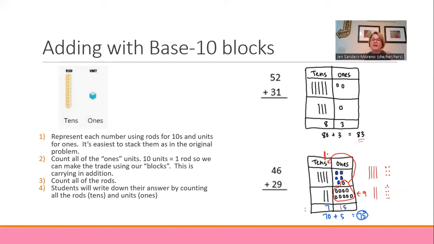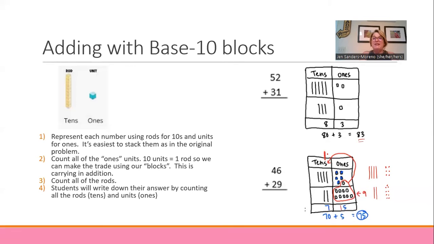Okay, now, the reason why this is cool is they're going to start getting into that idea of, oh, if I have 10 or more, I'm going to trade and carry. So then when they go to that standard algorithm, they'll understand, oh, when I have 15, 10 of those are going to carry over, the 5 are going to stay.